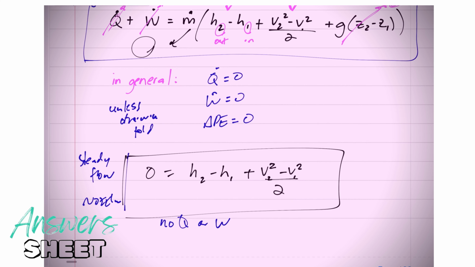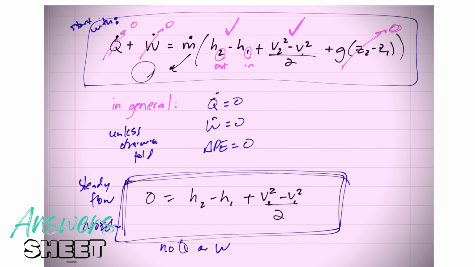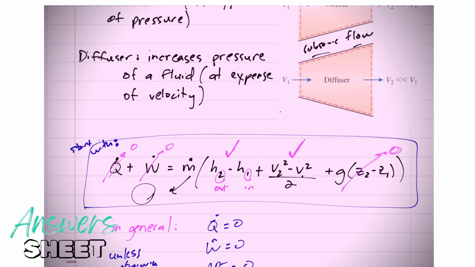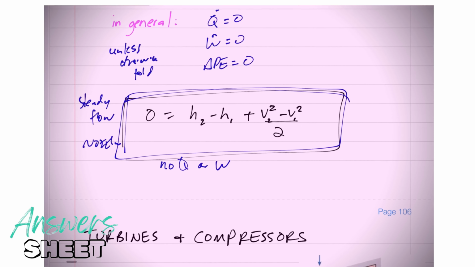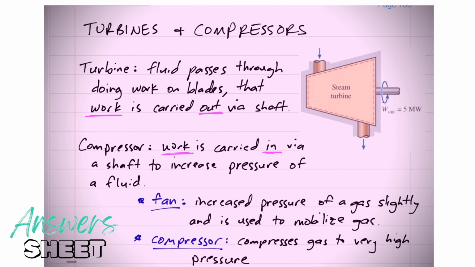But in general, here's what we do with a nozzle or diffuser. What if we had a diffuser and it said something about some Q going out? Then we would need to start with the general equation, and we would need to plug in whatever Q value it told us for that one. Okay, turbines and compressors.